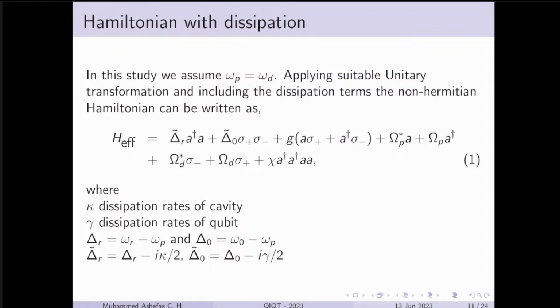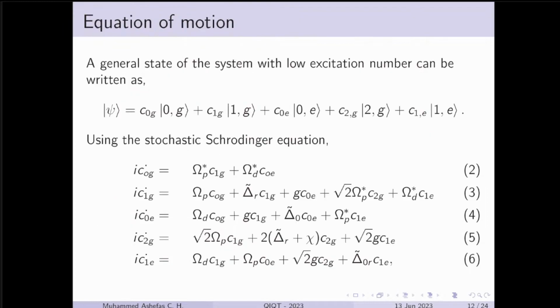Now, in order to go further, we have to find the equation of motion of the system. For that, we have to write a general state of the system first. So the general state of the system can be expanded in this way. Here we are assuming very weak driving. That is, the strengths of omega p and omega d are very small compared to the dissipation, right?